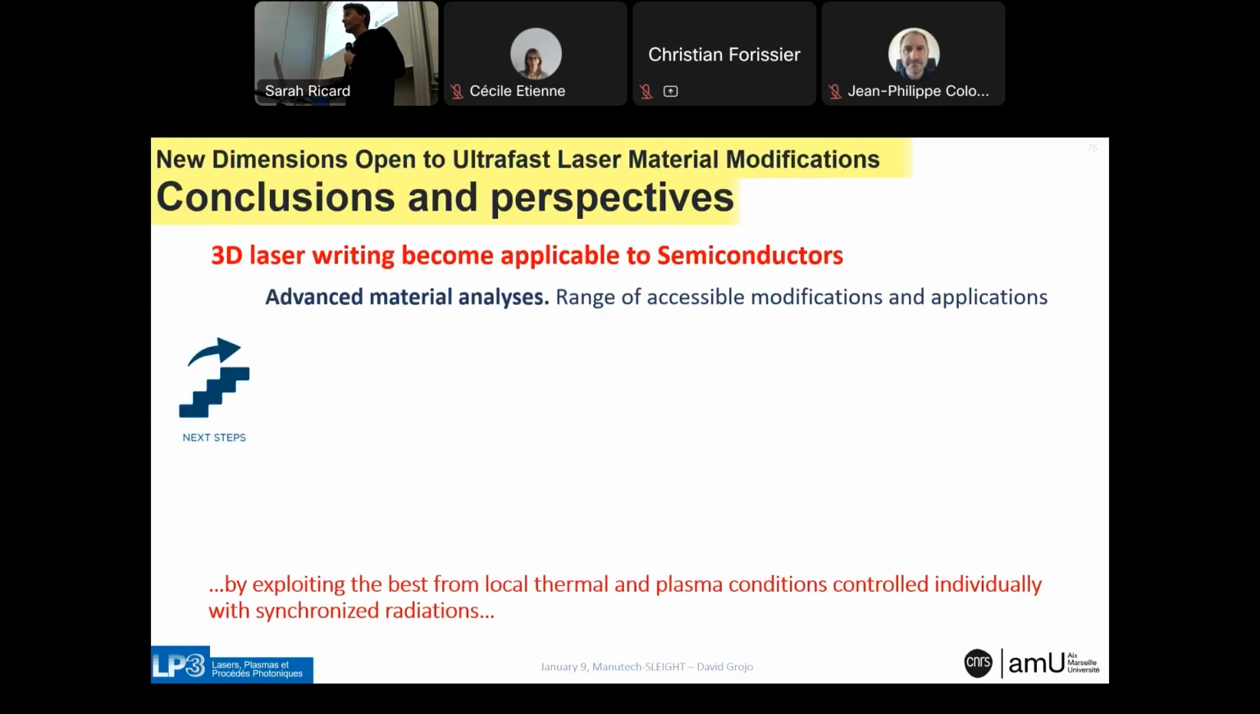So this is my last slide to conclude. I have reviewed three-dimensional laser writing applications. I hope that in the last part I've shown that it becomes progressively applicable to semiconductors, even if it is relatively recent and it has been challenging. The next step in this type of activity is probably to learn more about the material changes that are accessible. So this will probably be an activity on which there will be effort in the field.